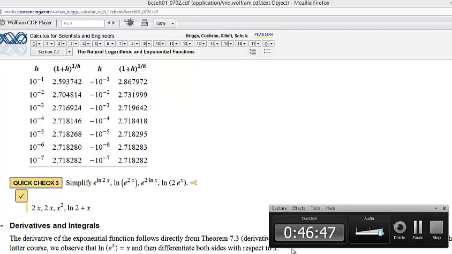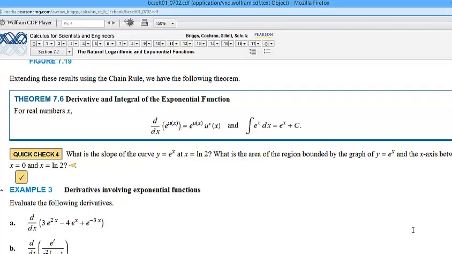Good. Good question. Especially with the questions you guys asked today. What is the slope of the curve y equals e to the x at x equals natural log of 2? Let me draw a picture of that. So this is quick check 4. This is really good for us right now because of the questions you guys asked me today. So I know y equals e to the x. Okay? So again, we want the slope at x equals ln of 2.